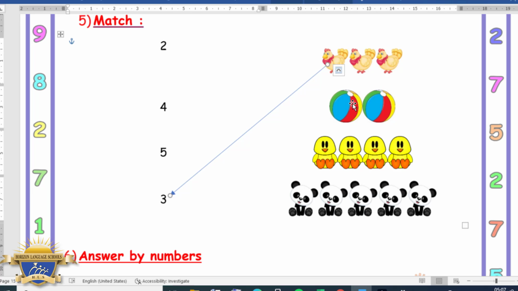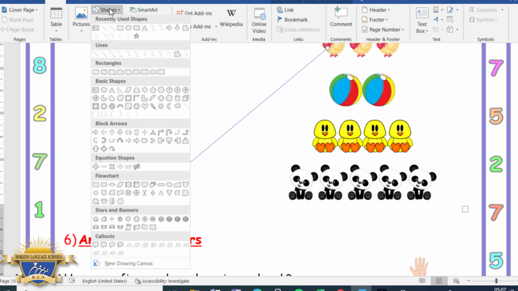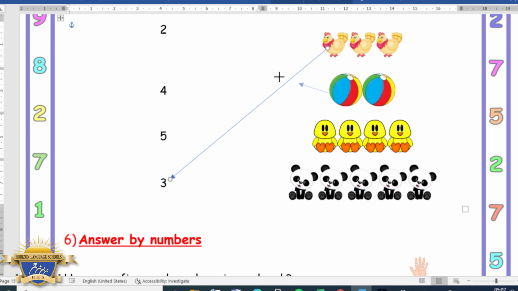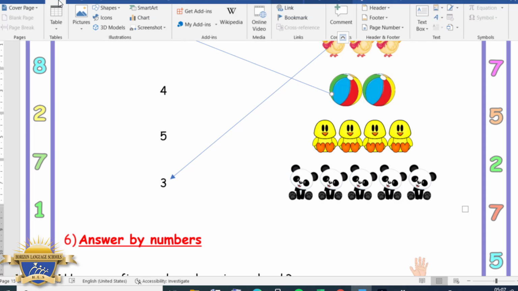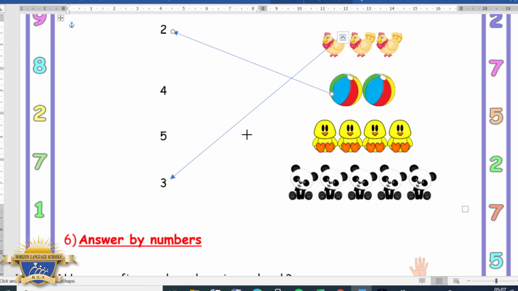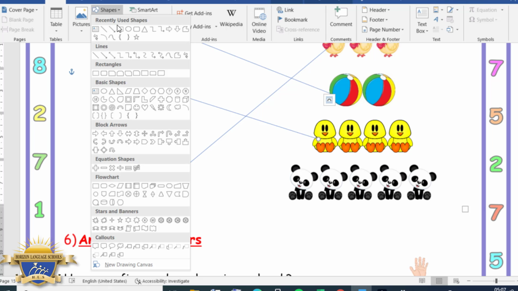Now let's see the next objects. 1, 2. So I will match it with the number 2. This is the second one. Next one. 1, 2, 3, 4. So I will match it with 4. The last one is 5. 1, 2, 3, 4, 5. So I will match it with 5.